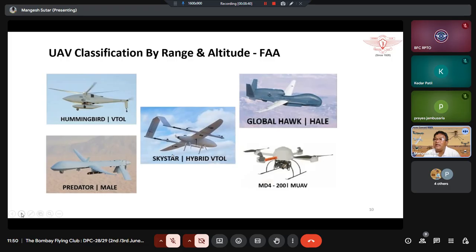So you have examples like Hummingbird, Predator, which is a very famous drone. Even India has acquired a couple of, I think 7 or 9 drones from the US for defense under the name Predator. Then you have Skystar hybrid, Global Hawk, or MD4. There is a subcategory written like VTOL, HALE, or MALE, or MUAV. These are the terminology used by US, Canada, or European countries. So let's see what those are for our understanding.